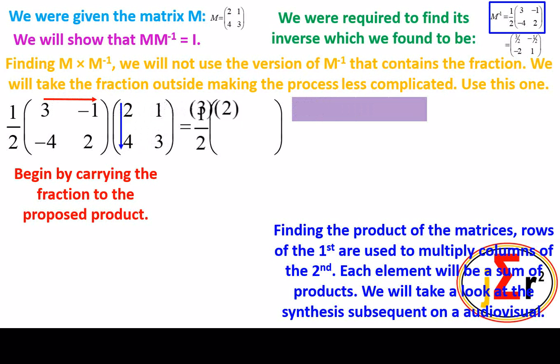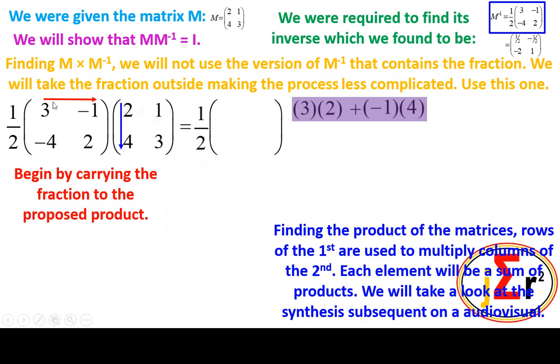The first element of the first row is used to multiply the first element of the first column. So it's always first times first, second times second. So we'll have 3 times 2. We will not simplify yet. Then we will take the next product, negative 1 times 4, right there.